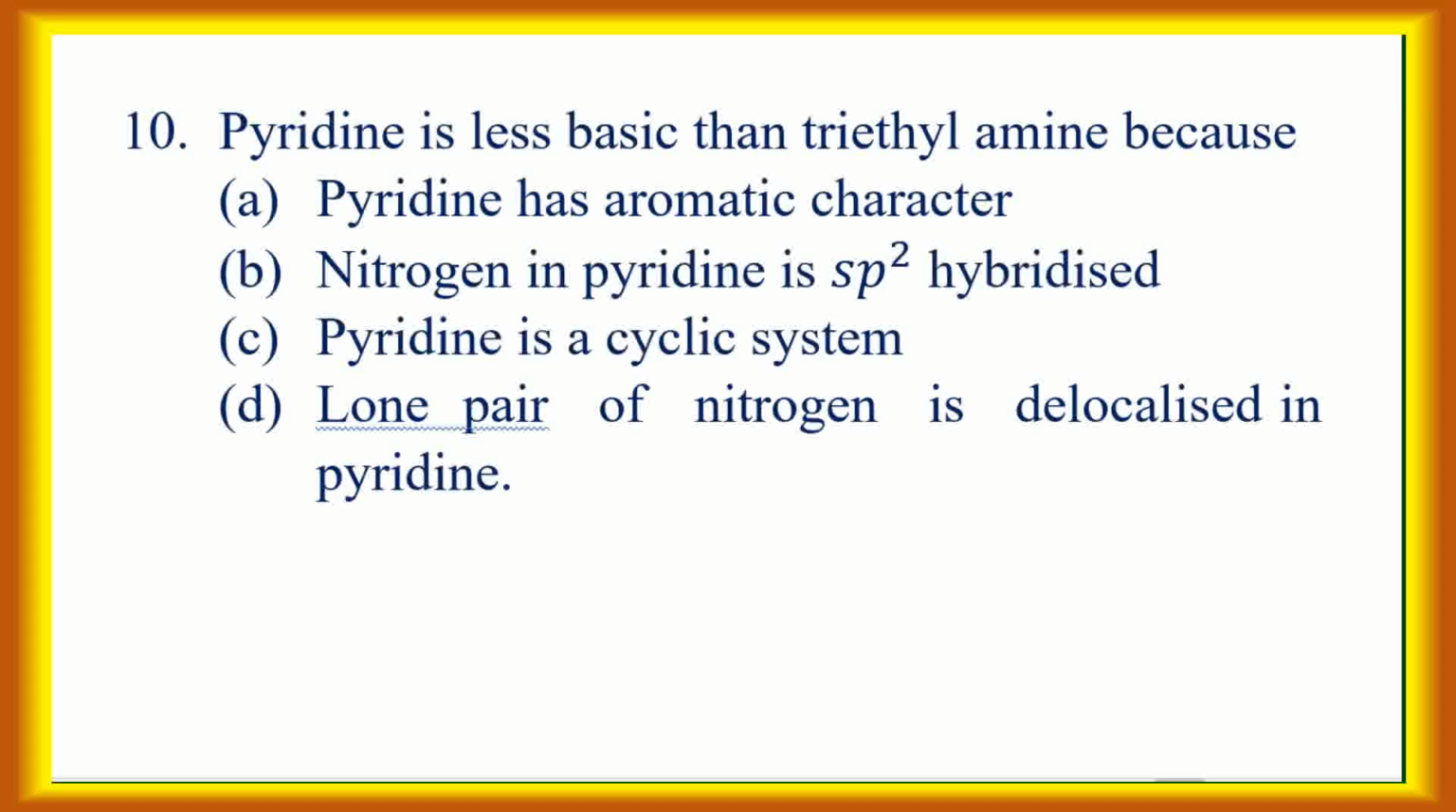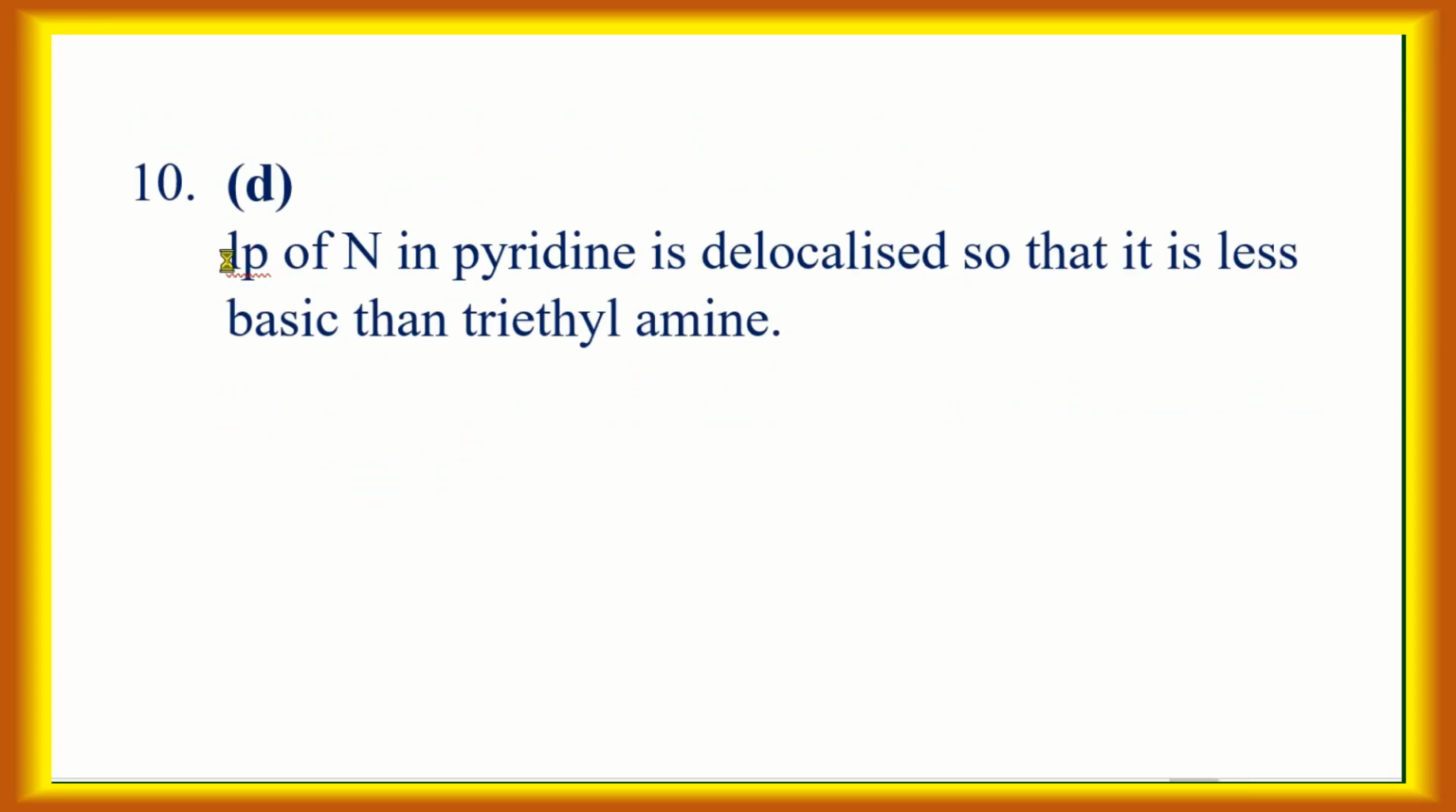Pyridine is less basic than triethylamine because, the answer is D. Back to the question: D says the lone pair of electrons is delocalized in pyridine. And why? The lone pair of nitrogen in pyridine is delocalized, so it is less basic than triethylamine. So it is clear now.